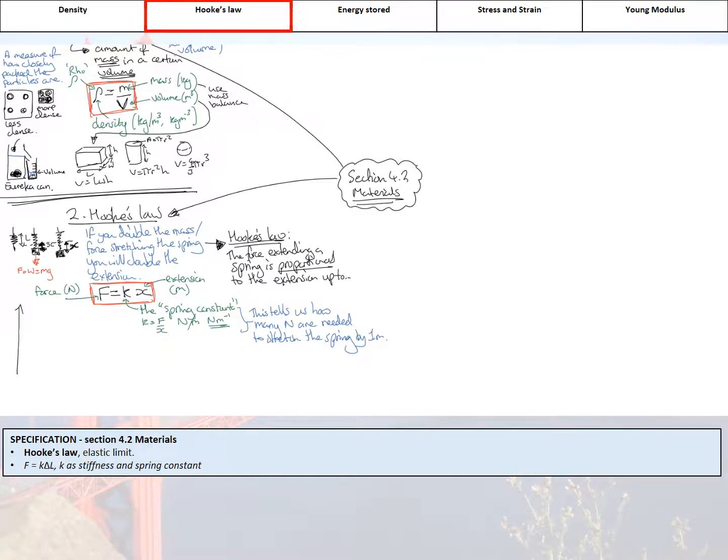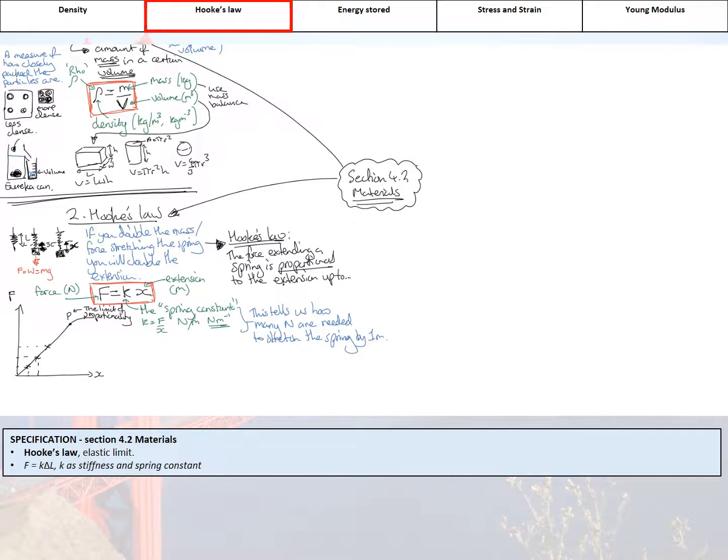Now, if we plotted that on a graph of force versus extension, every time you add on a bit of force, you get a certain amount of extension. Add on a bit more force, you get the same amount of extension again. And so you'd end up with a straight line like that. Eventually, you would reach some point that we're going to call P, which is the point at which the spring becomes permanently deformed and it stops being proportional. And this is called the limit of proportionality.